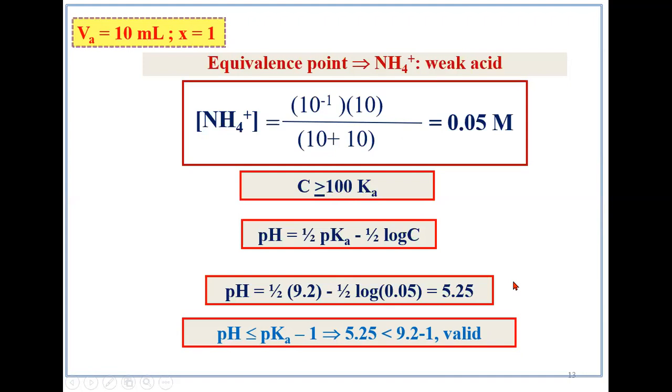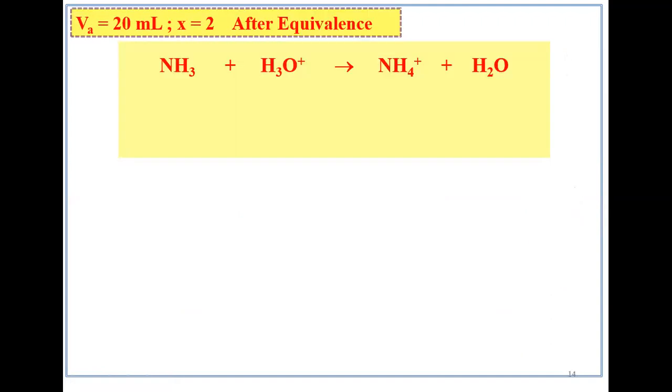Very simple. Again, if you still don't get it, write the chart in detail: CAVA, CBVB, and see what is left over after each time. At some point, you do have to get faster. Okay, so here is, at volume equal 20 mils.